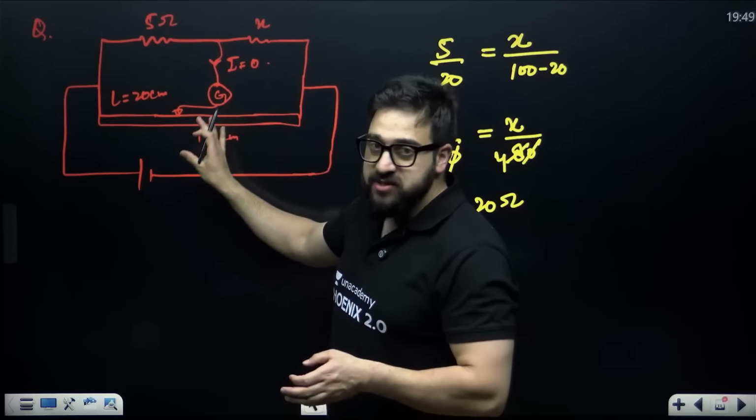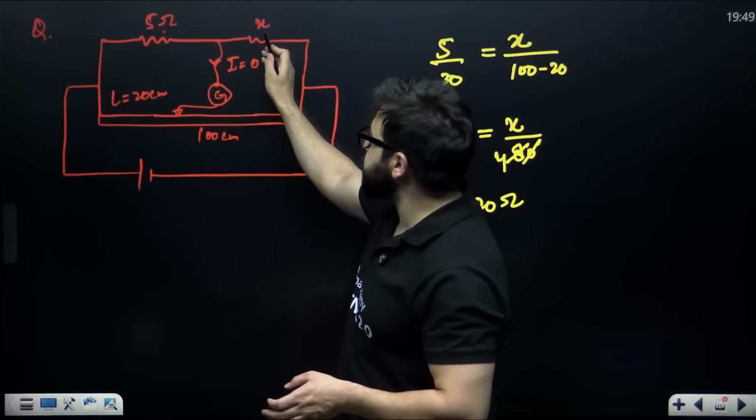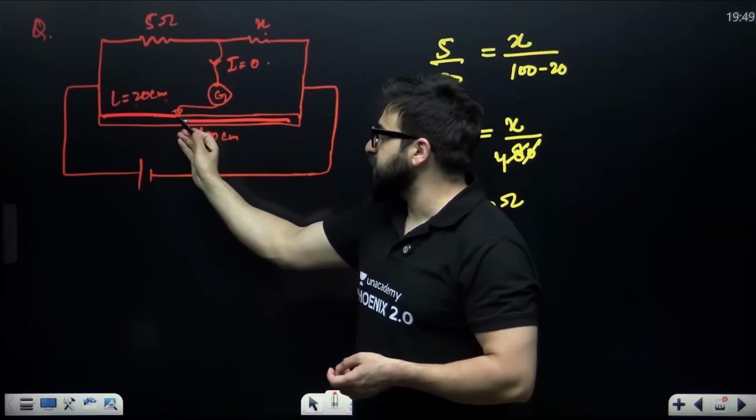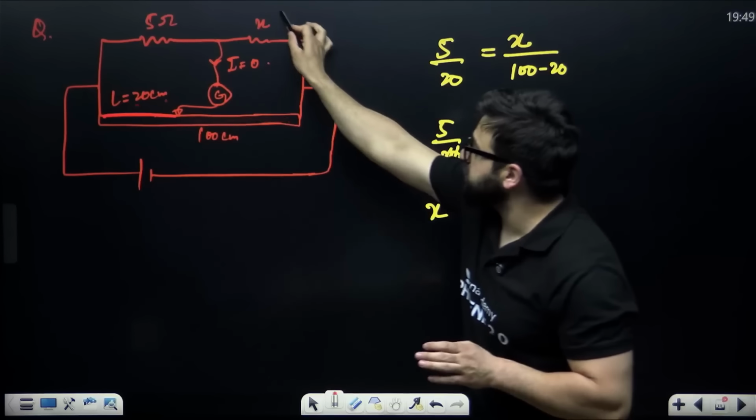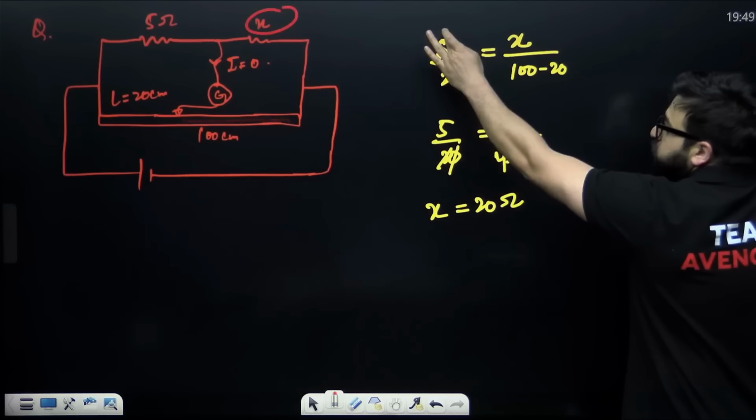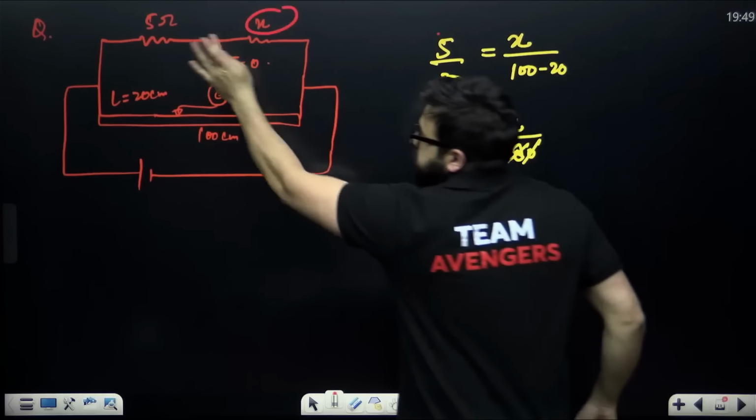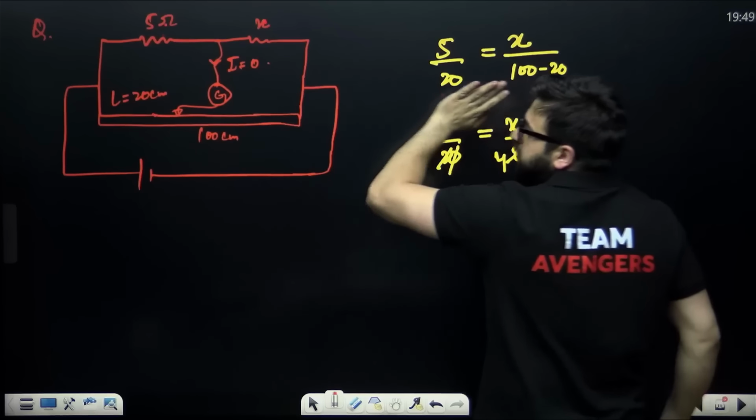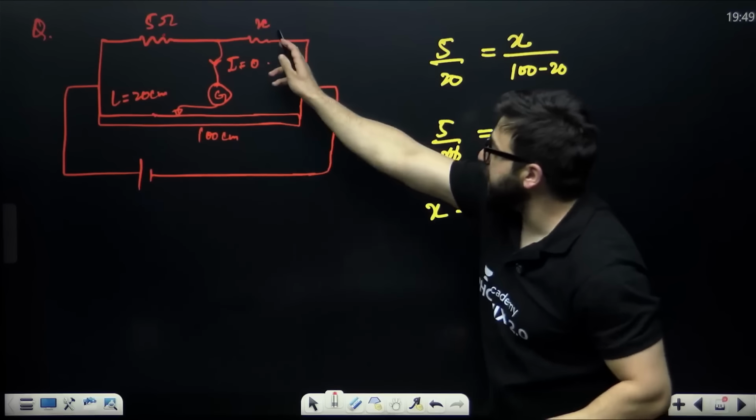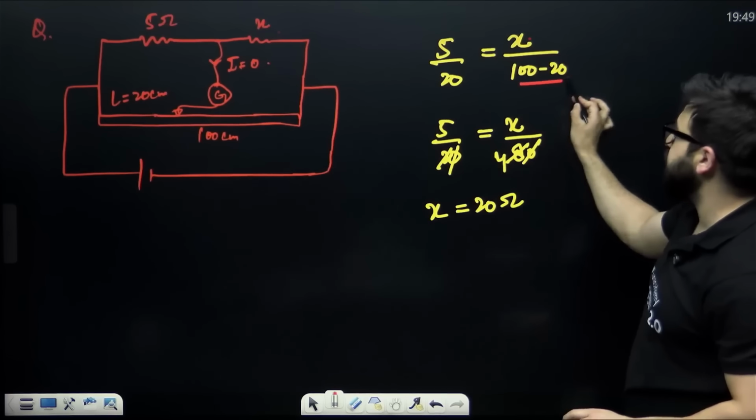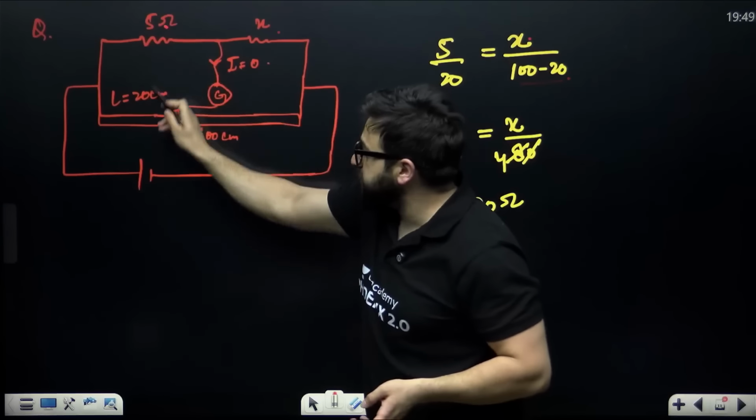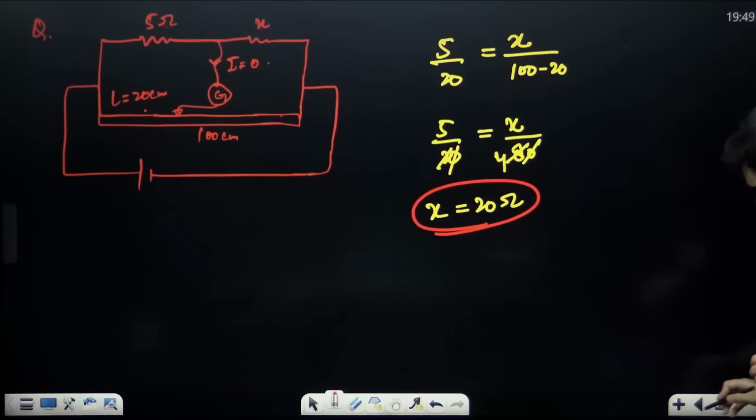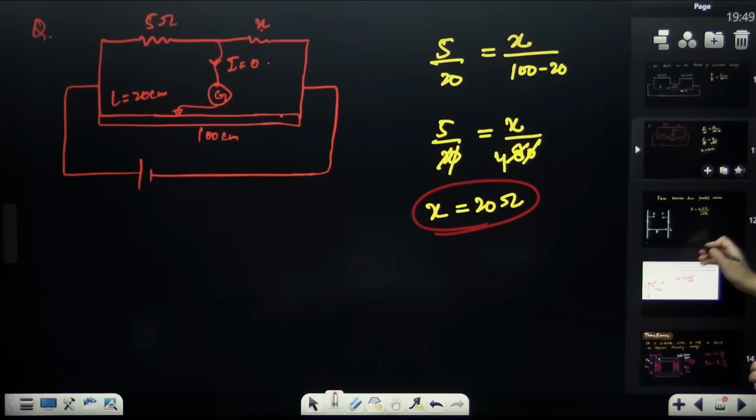Now, this helps you to find the unknown resistance. Like this meter bridge is in a balanced state. This is 5 ohm, this is X. The balanced length is 20, so the other part will be 100 minus 20, that is 80. You have to find the value of this unknown resistance. What will you say? 5 divided by 20, or you can say 5 divided by X, it's one and the same thing, equals X divided by 100 minus 20. From this you can solve, you will get the value of X is equal to 20 ohms. This is the concept of meter bridge.